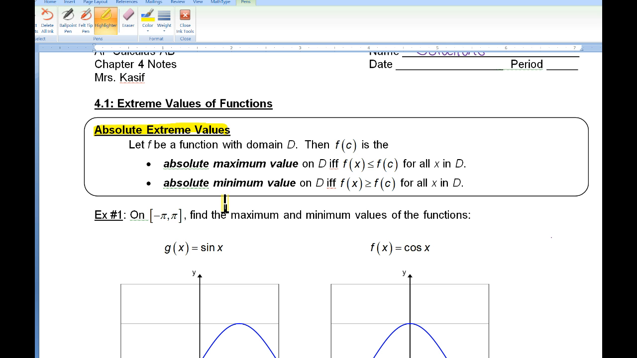Whenever I say extreme values, I mean your maximums and your minimums. Okay. So first of all, if you ever see the word absolute, well, absolute means that there is only one.